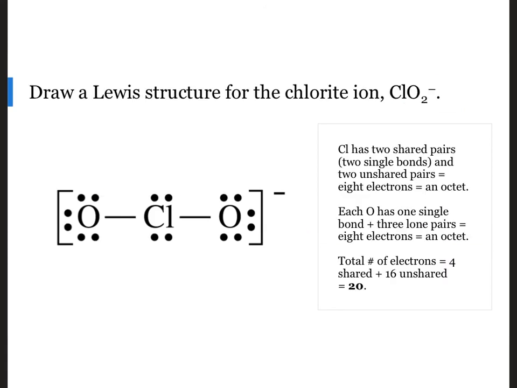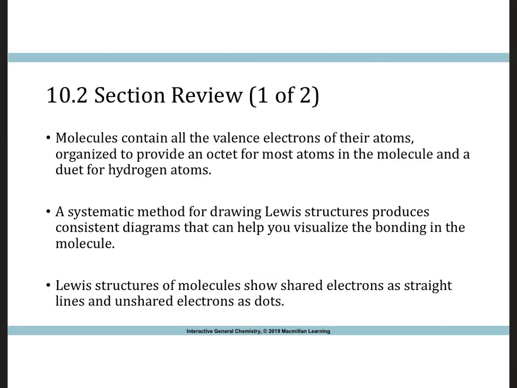7. Verify duets, octets, and the total number of valence electrons. We satisfied octets in an earlier step. Counting total electrons, we have 2, 4, 6, 8, 10, 12, 14, 16, 18, 20. This structure is done. As always, I'll leave you with the parting thoughts of the authors.